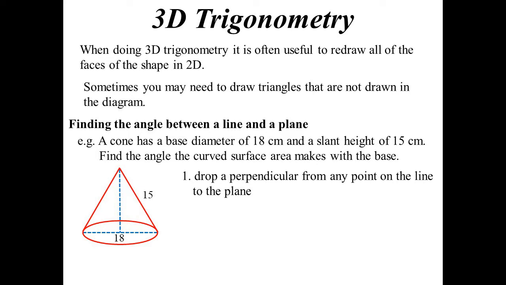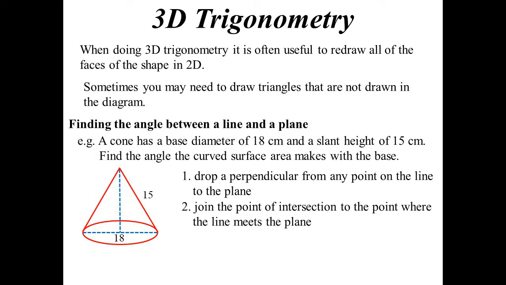Now, we've already drawn the diameter in, so we can see there's our right-angled triangle. The base of the right-angled triangle is 9. Theta is the angle we wish to find. That will be the angle between the line and the plane. So, all right, cosine theta is 9 on 15. The angle turns out to be 53 degrees.